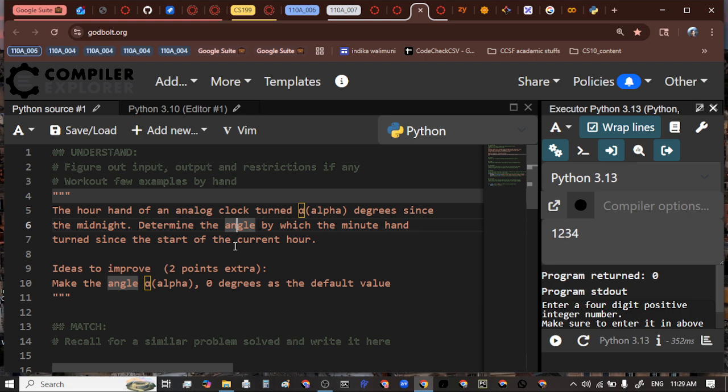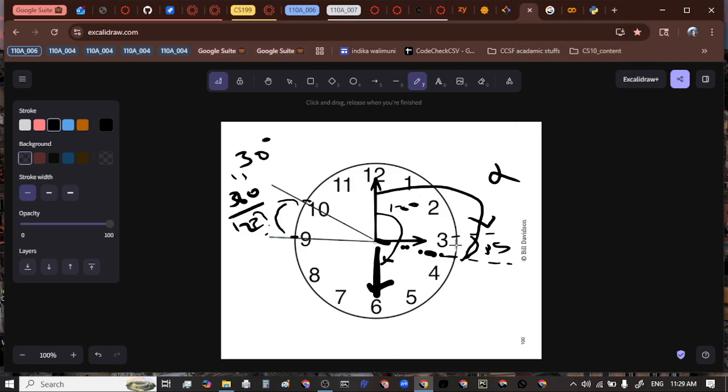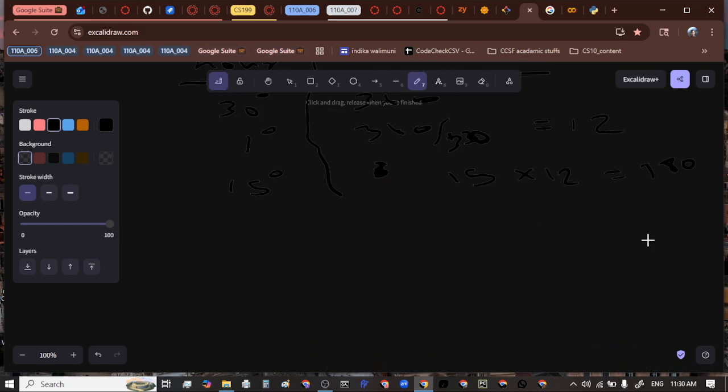The problem then says to determine the angle by which the minute hand turns since the start of the current hour. What's the start of the current hour? It's 3, because we are in hour 3. So how much does the minute hand move? We're asking for this angle, let's say this is beta. We found that beta equals 180 degrees.